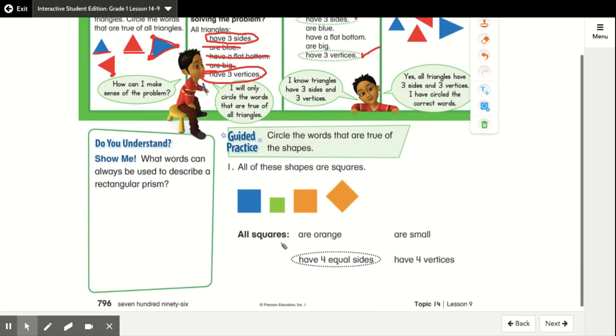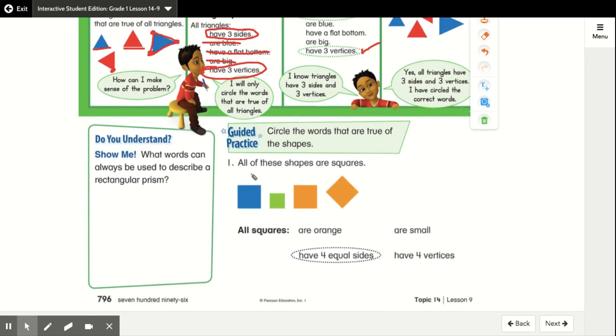All right, let's try to do this one here on the bottom. We are going to find the true statements about squares. So all of these shapes are squares. Well, what makes them all squares? Okay, let's see. Are all squares orange? Is that true? No, remember, color does not matter. We do not look for color when we define shapes. Are all squares small? Nope. Some can be big and some squares can be small as well. So we do not look at the size when we define the shapes.